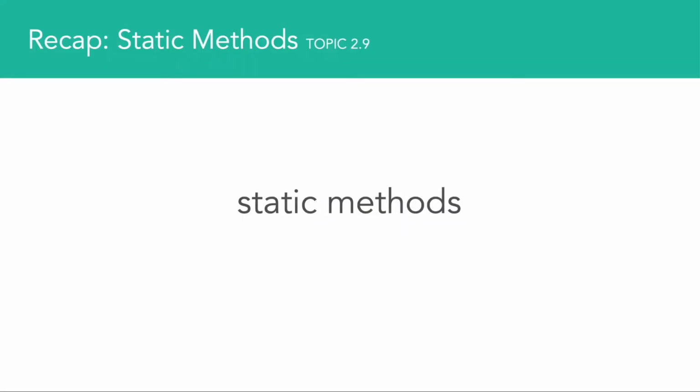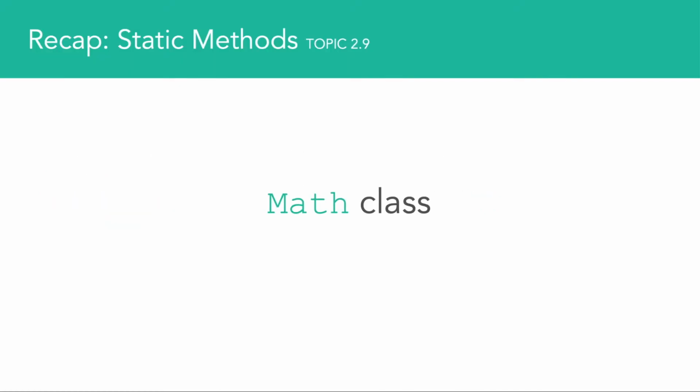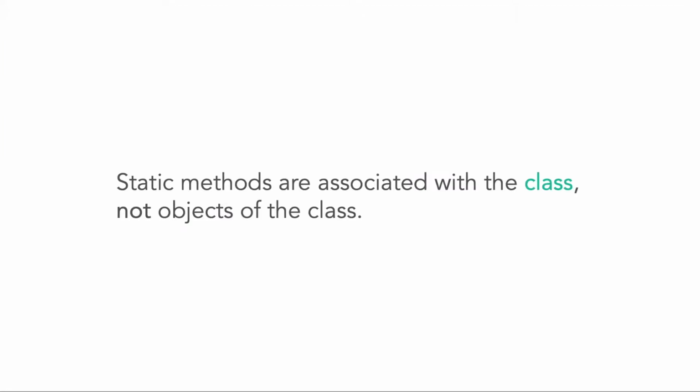Previously, you were introduced to static methods that belong to the class and therefore are called on the class itself and not on the instance or objects of that class. Static methods are called using the dot operator along with the class name unless they are defined in the enclosing class. One class that exclusively uses static methods is the Math class. You might notice that they are non-void methods that return values. Static methods are associated with the class, not objects of the class.